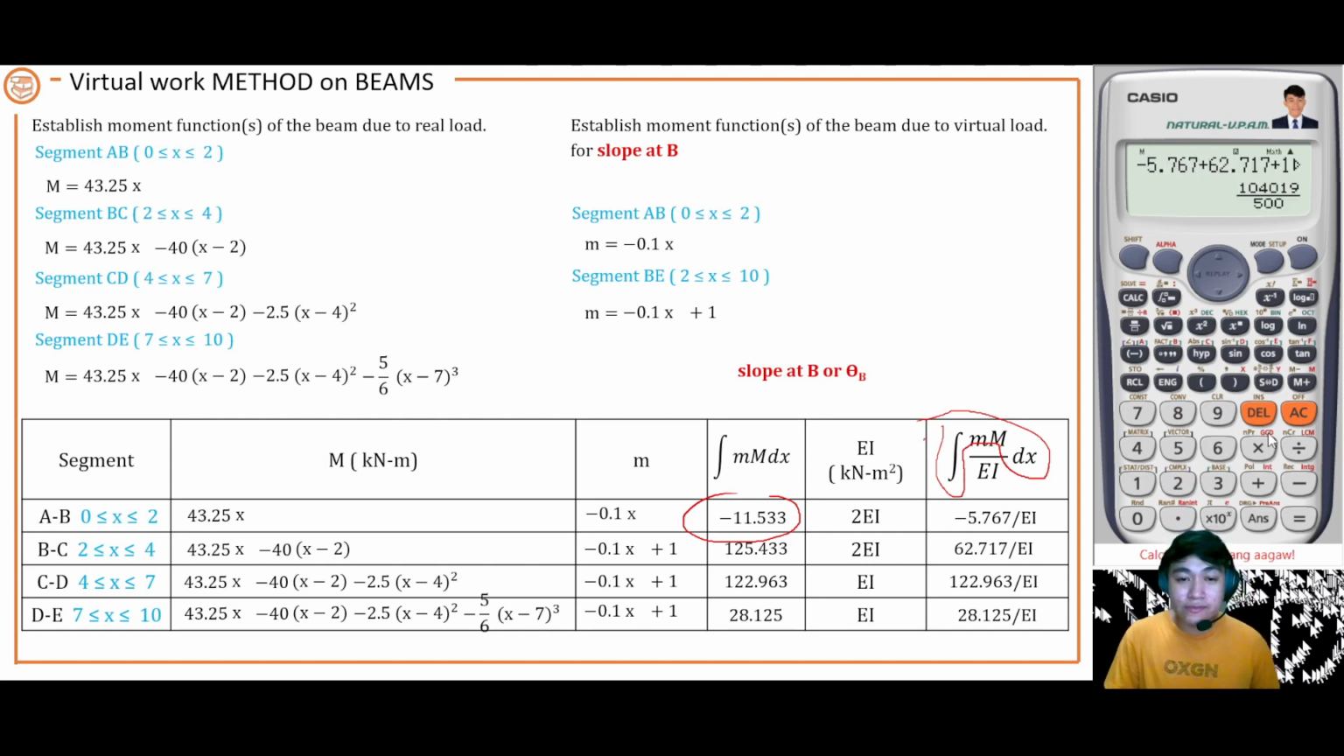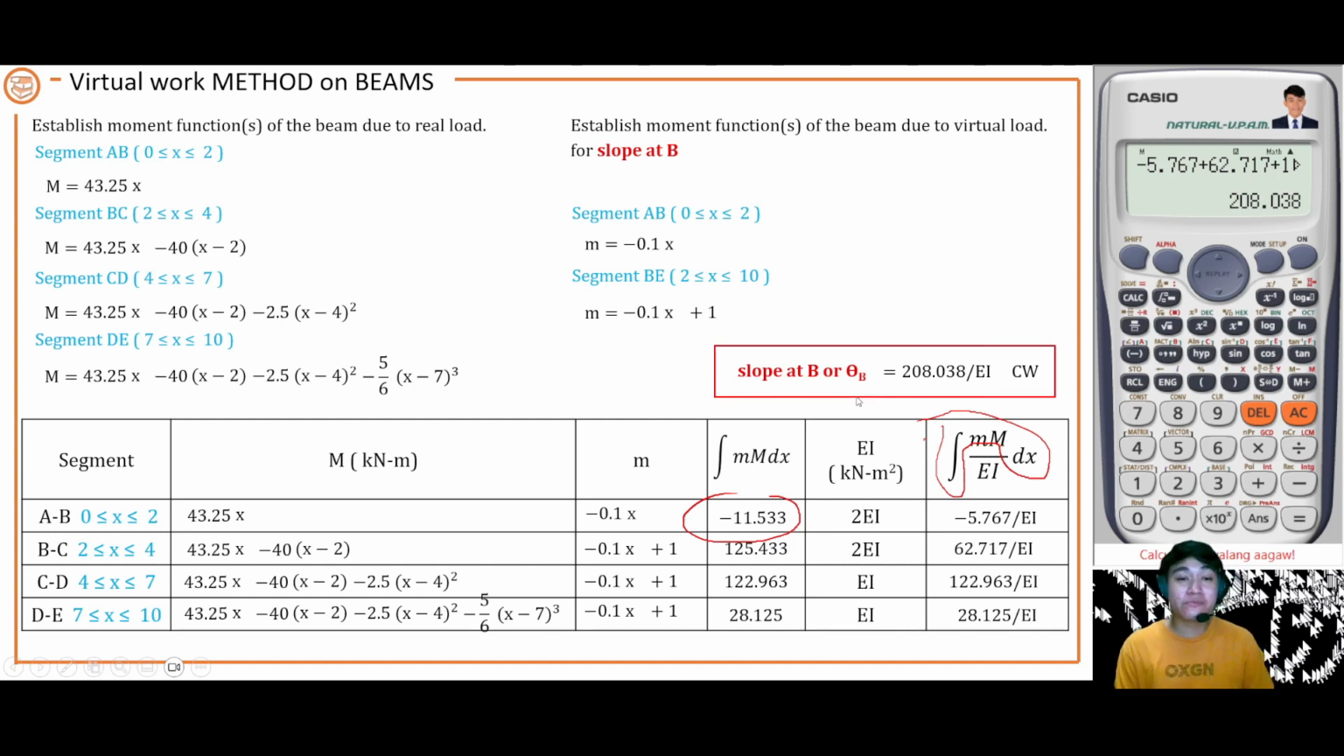So the answer is positive 208.038 over EI, which is correct. The assumption that B will rotate clockwise is correct. Okay, so this is your answer for the slope at B.